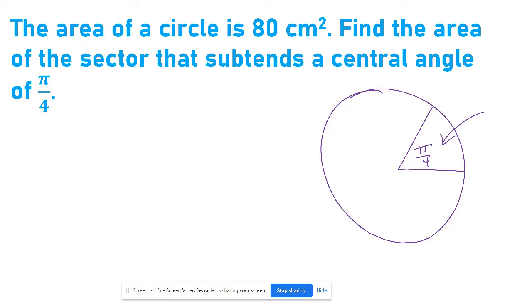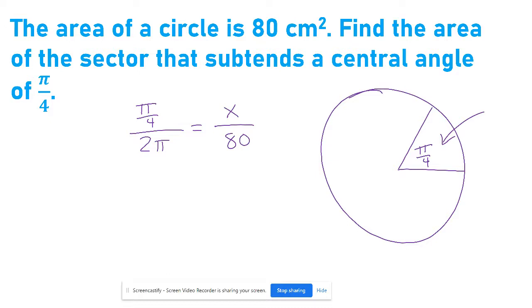And all I need to know here is the area of the circle. I don't need the radius to figure this out, since what I'm looking for is not a distance, it's an actual area. So I'm going to set up a proportion. I'm going to say pi over 4, that angle, and we're in radians, so it's going to be pi over 4 out of 2 pi is equal to x, the area of that sector, over the total area of the circle, which is 80.